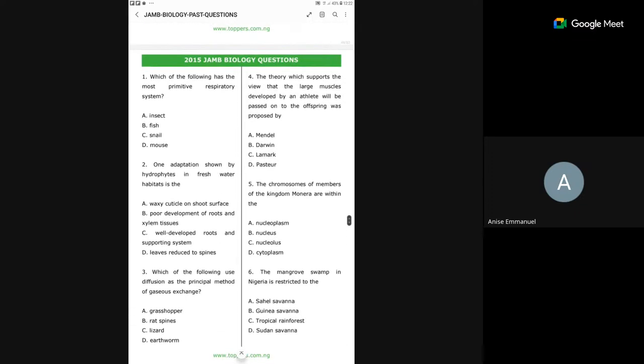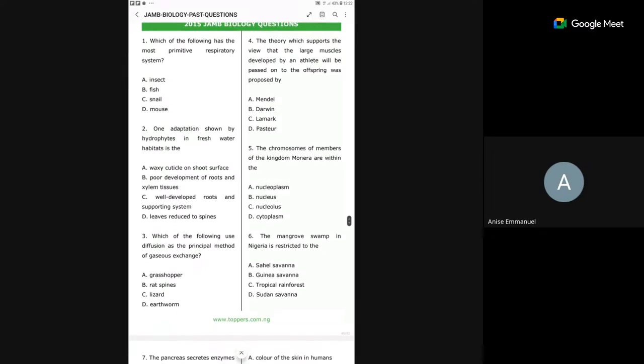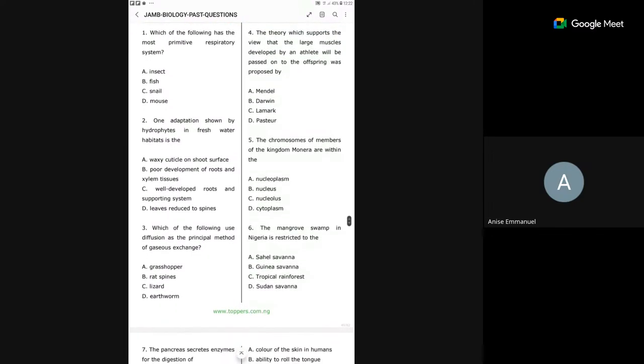Number four, the theory which supports the view that the large muscles developed by an athlete will be passed on to the offspring was proposed by who? When we go to evolution, those who have learned that part of biology would see a lot of theories by Mendel, by Darwin, by Lamarck. These are biologists who have talked about evolution and how man came to be.